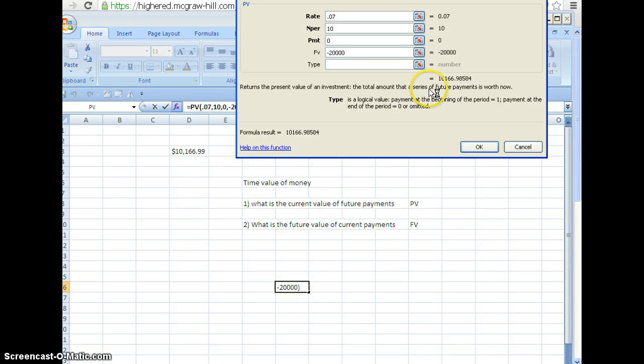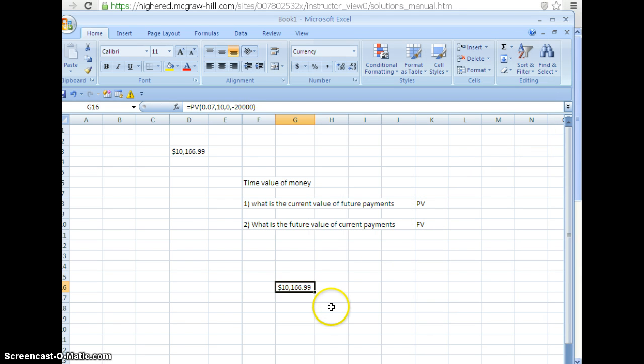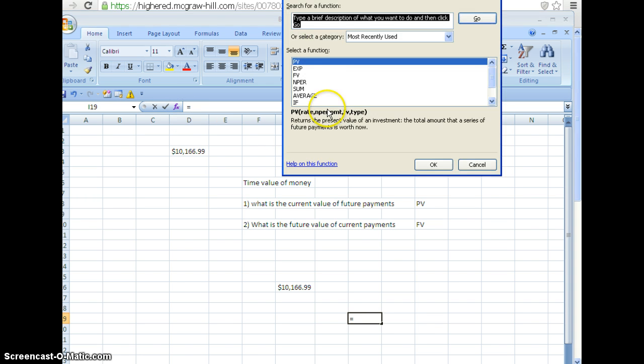Therefore, it is worth, here we go, $10,166. So if you put $10,166 in the bank today over 10 periods at 7% interest, you'll have a future value of $20,000. Now, one way to check your work is, we're going to solve for future value.